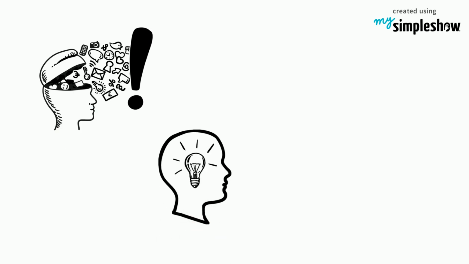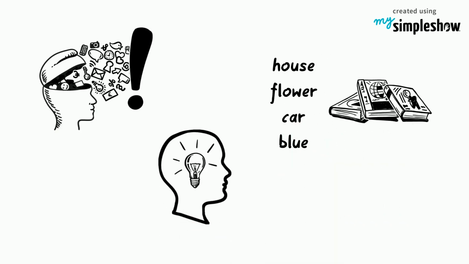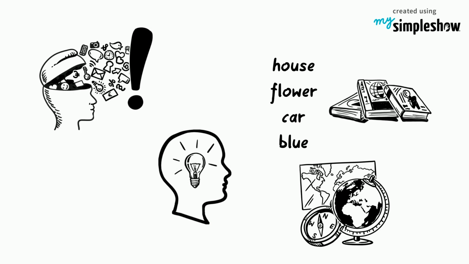Semantic memory is vital in helping us to understand the meanings of words, as well as knowing facts about the world. In short, it helps us to make sense of the world around us.